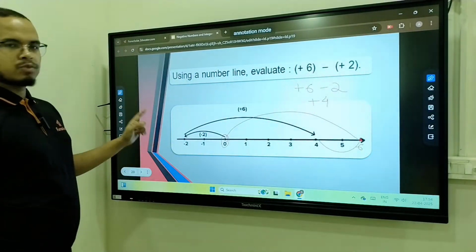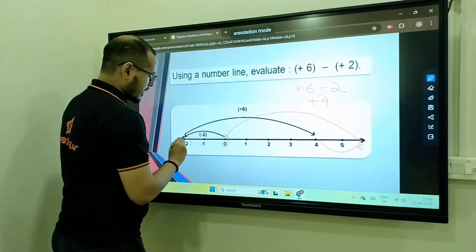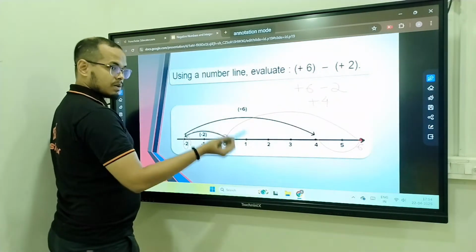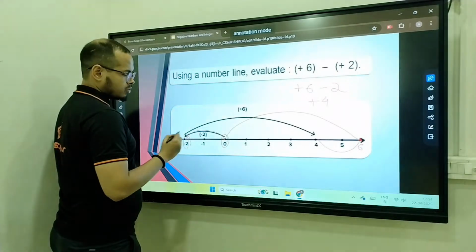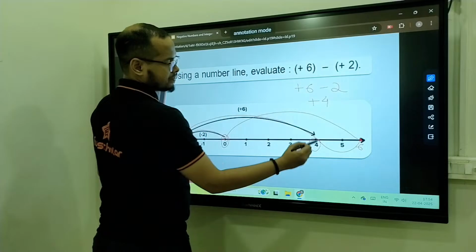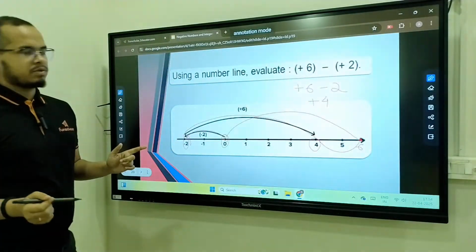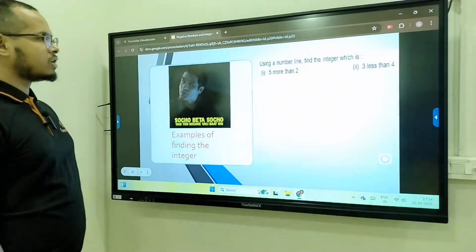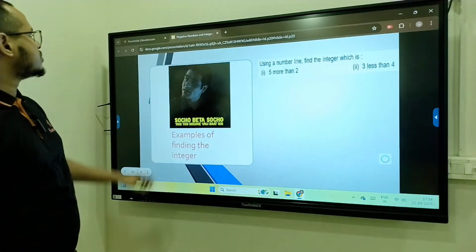But in this particular sum, what they're doing, they're starting from 0, going 2 places back in the negative direction to minus 2, and from minus 2 they're going 6 places to the positive direction, that is 4. Okay, in both of the cases we are going to get the same answer. I hope number line concept is easily understood now.